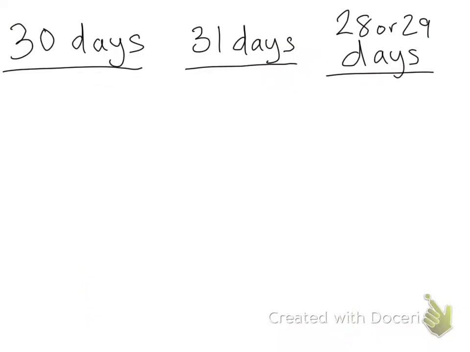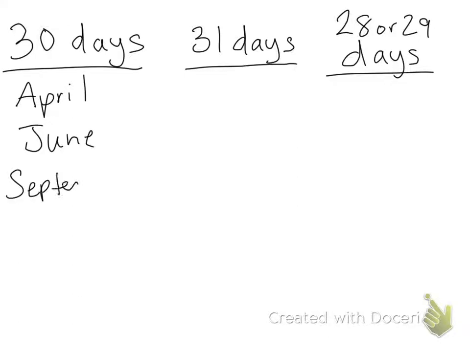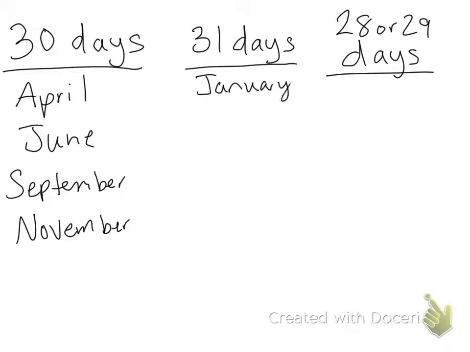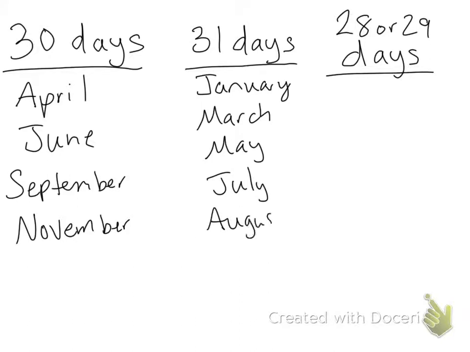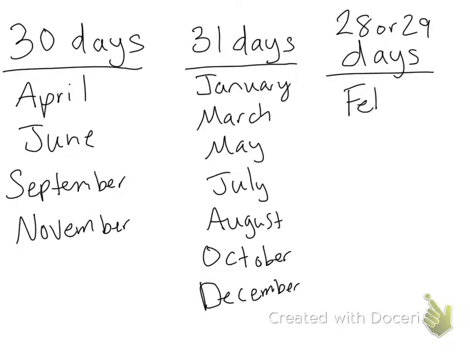Okay, so the months that have 30 days are April, June, September, and November. The months that have 31 days are January, March, May, July, August, October, and December. And the only month that has 28 or 29 days is February.